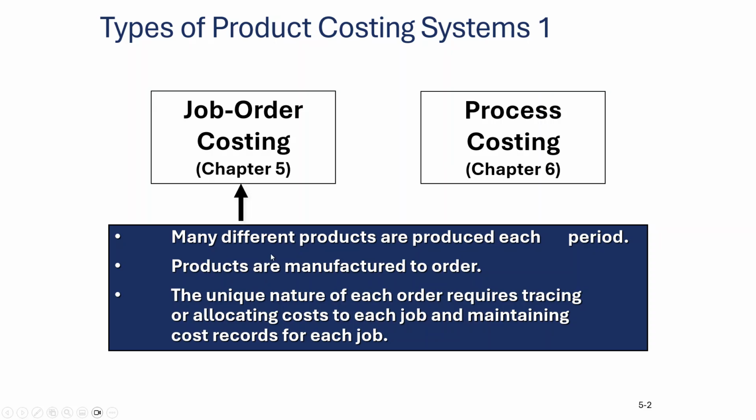So job order costing is when many products are being produced at each period and the products are manufactured to order, so we don't produce in bulk. As the order comes, you produce them or you complete the task, and each job order requires tracing and allocation to each job, and there's proper record keeping for each job, so you can understand how much cost goes to each job.